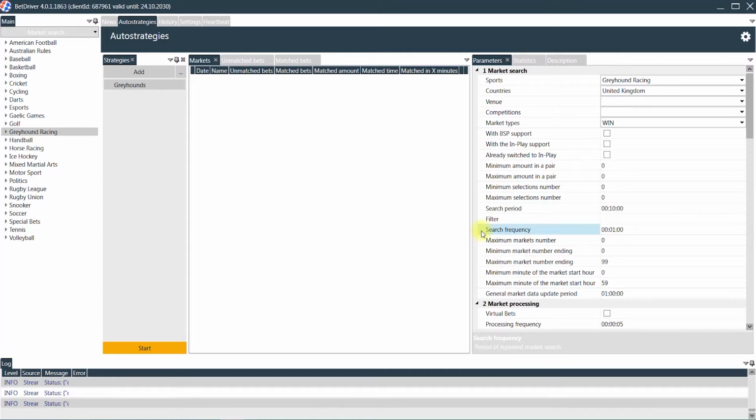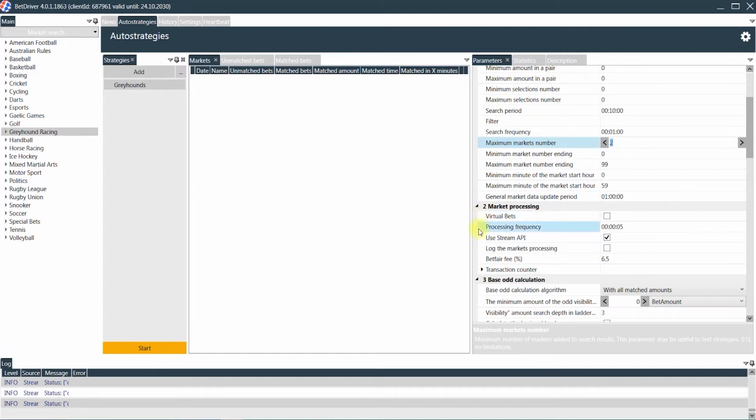Let's limit the maximum number of markets so as not to get confused during a trade demonstration. There will be 2 markets in the selection. If you leave 0, then all markets that match the parameters will be included in the selection, and trading on them will be carried out simultaneously. The rest of the parameters are left by default. The market processing frequency will be 5 seconds.